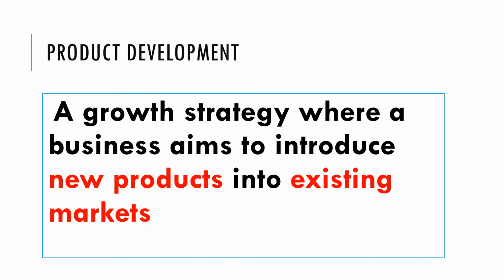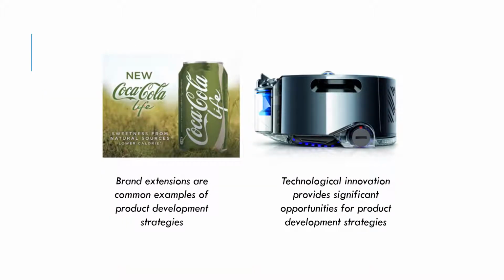Our next strategy is product development. So this is a strategy where the business tries to grow by developing a new product and selling it in a market they already sell in, an existing market. Examples here, on the left hand side, a common example is where a company tries to extend its brand. So for example, Coca-Cola might release a new product, Coca-Cola Light or Coca-Cola Green, and that is a new product but designed already to target existing customers.